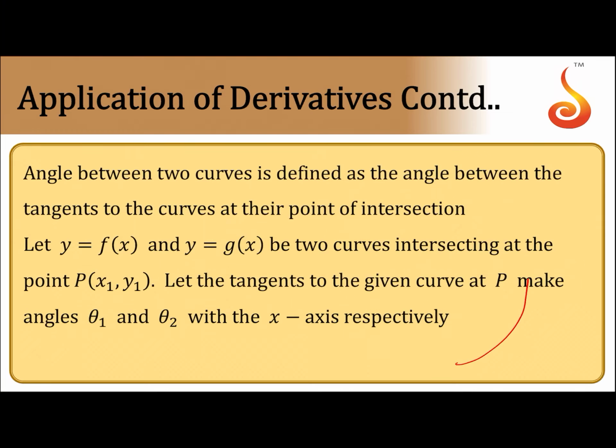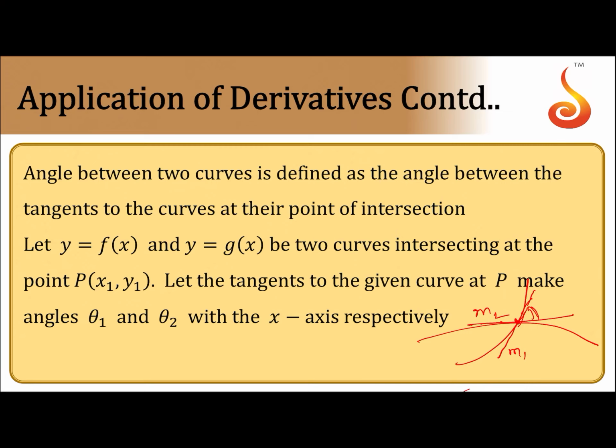Angle between two curves. When two curves intersect each other at a point, if you draw the tangent to the first curve and the tangent to the second curve at their point of intersection, the angle between the two tangent lines is the angle between the curves, where m1 is the slope of the tangent line drawn to the first curve at the point, that is, the derivative with respect to x, and m2 is the slope of the tangent to the second curve at the point.